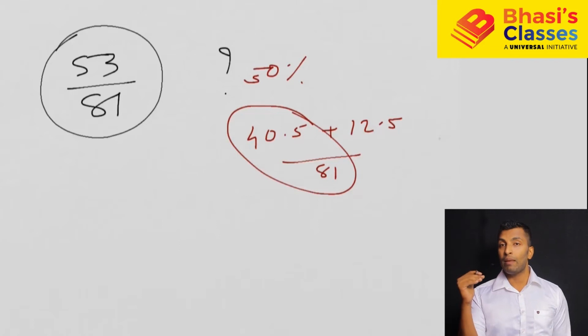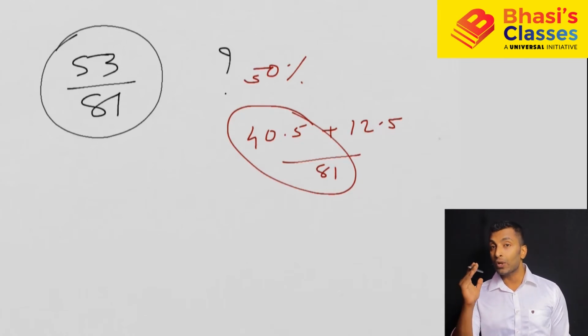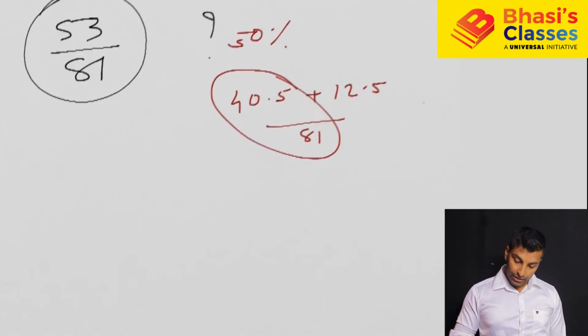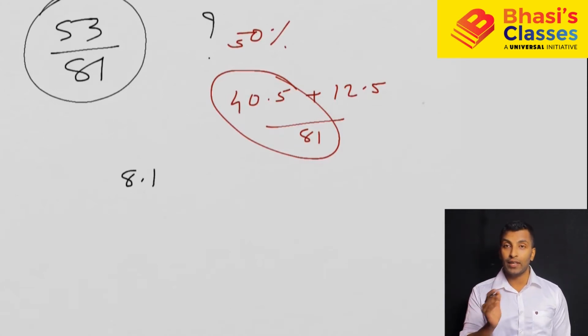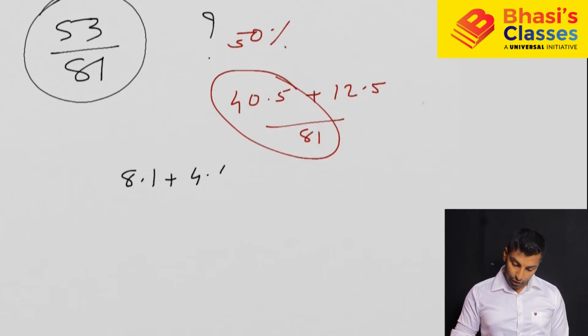So that 12.5, you can remove 10% of the denominator from that. What is 10% of the denominator? That is 8.1, right? 81 is the denominator, 10% is 8.1. So write 12.5 as 8.1, that is 10% of the denominator, plus 4.4.